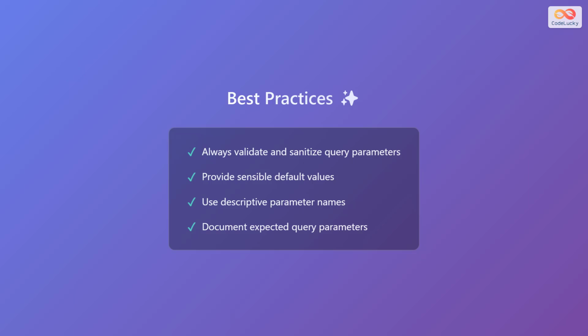To ensure your code is maintainable and robust, here are some best practices for working with query parameters. Always validate and sanitize query parameters to prevent security vulnerabilities. Provide sensible default values to avoid errors when parameters are missing. Use descriptive parameter names to make your code easier to understand. Document expected query parameters to help other developers use your API correctly. By following these practices, you can build more reliable and user-friendly web applications.